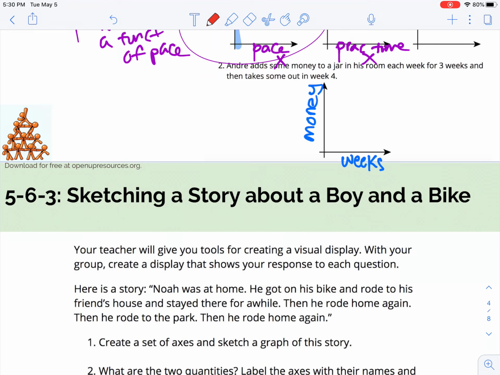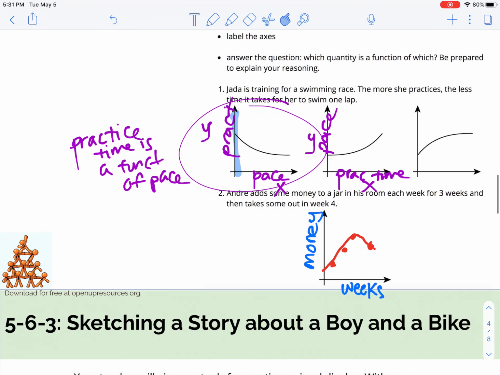Okay. He adds the money to a jar in his room each week for 3 weeks. So that means that he adds money, he adds money, he adds money. It's going up. And then he takes some out in week 4. We don't know how much, but he takes some out. So you'd have a graph that looks something like that. So what else do we need to do?